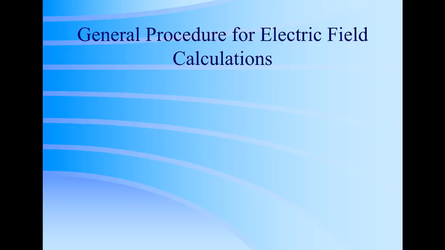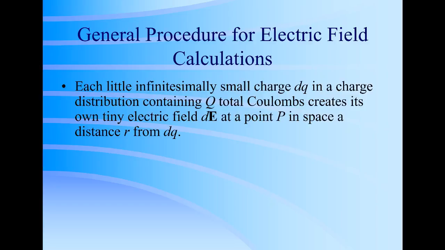Okay, so what's the basic outline for doing electric fields? First, we're going to divide an object into small parts. Each part has a small charge dq and a total charge of big Q. But what this small charge dq will do is it will create a tiny electric field dE at a point P in space, a distance r away from dq.